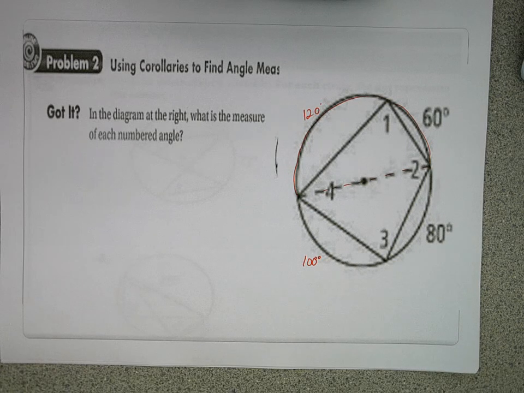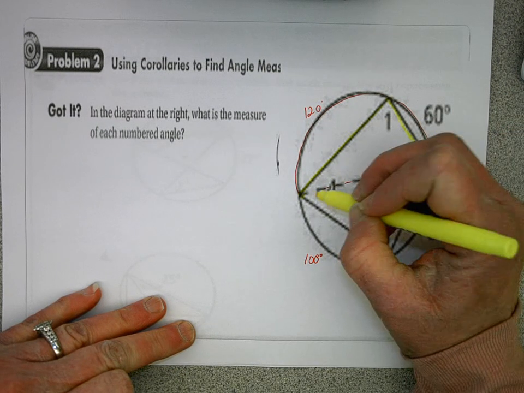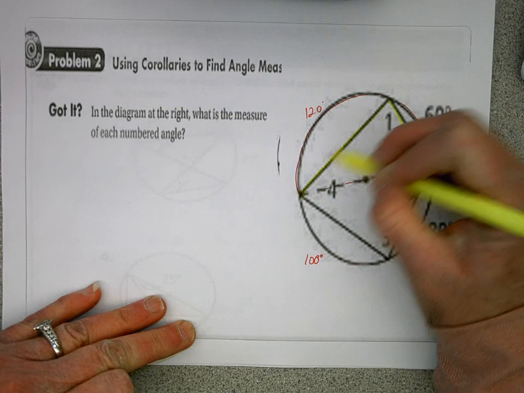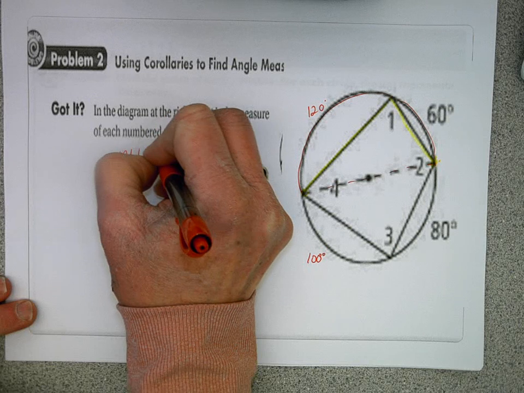Okay, so let's talk about angle 1. Well, angle 1 stops at the diameter. It is going to be inscribed in a semicircle, so the measure of angle 1 is 90 degrees, half of that 180.